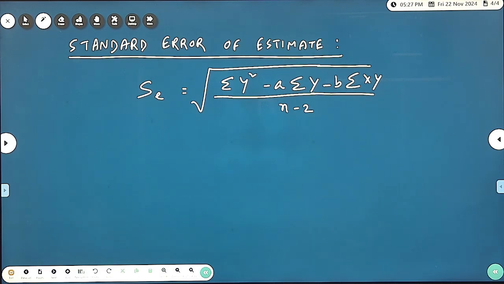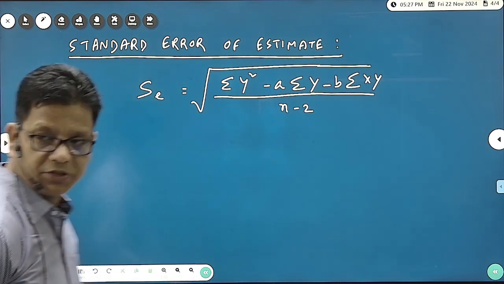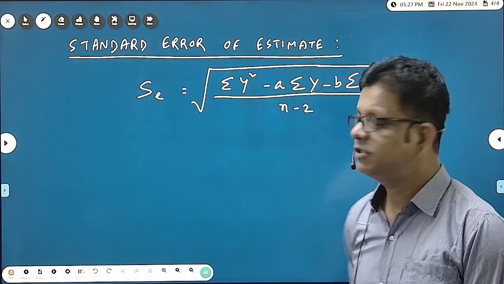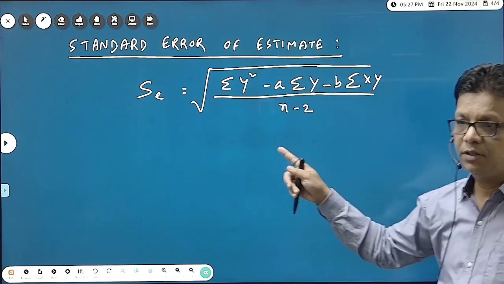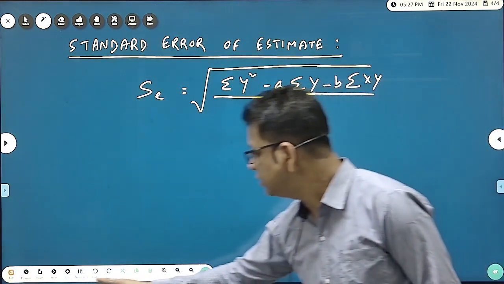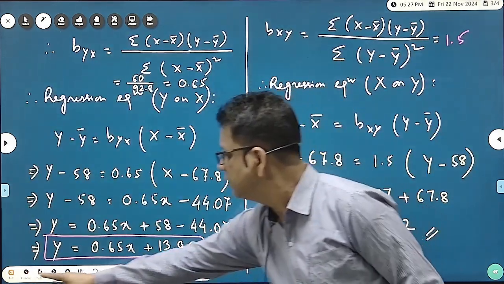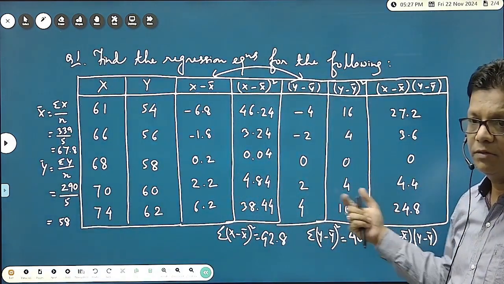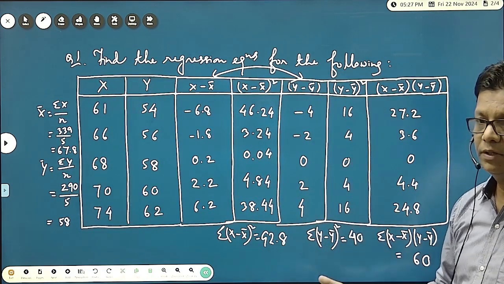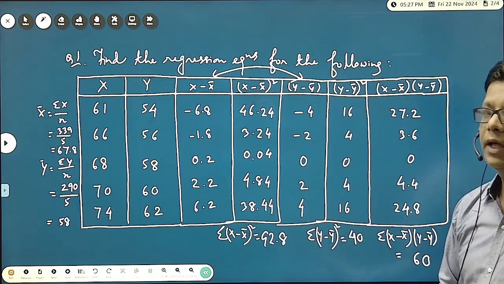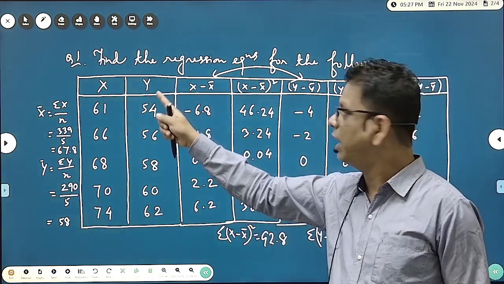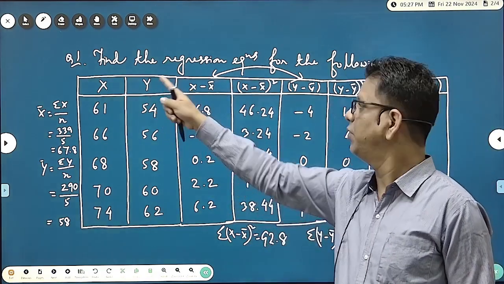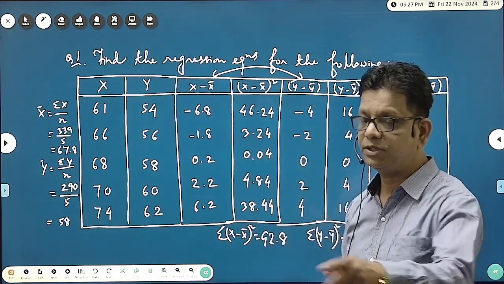Before I explain what this term actually means, first see whether you can find it from this table only. What is required? First, summation of y square. That day we did this: you have to do y square, then the summation of y square. What is the next?